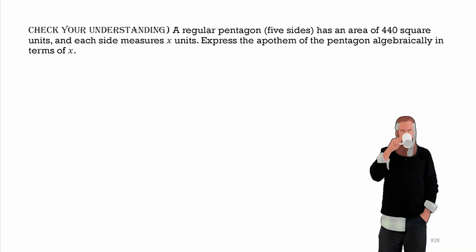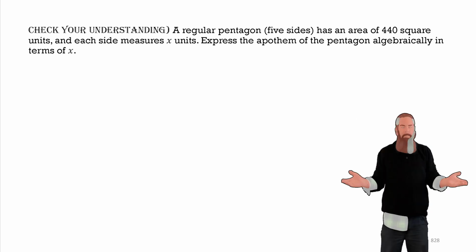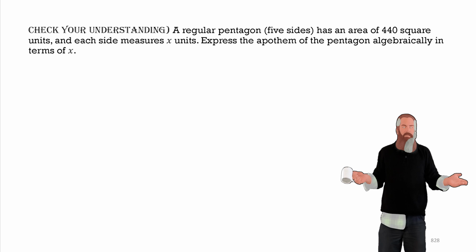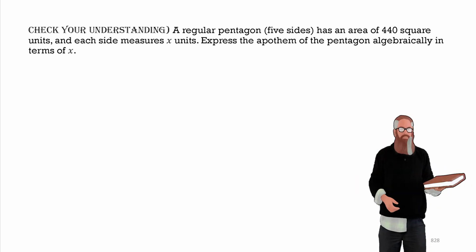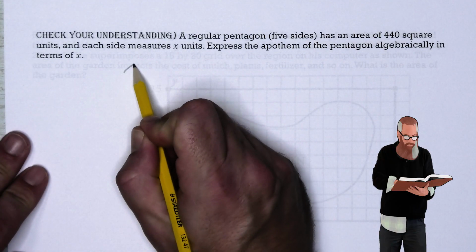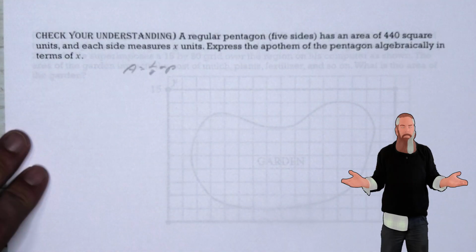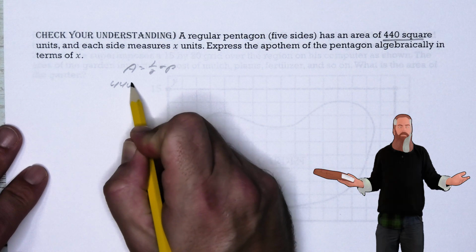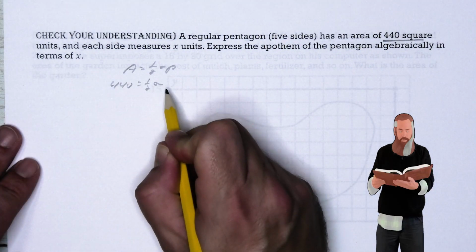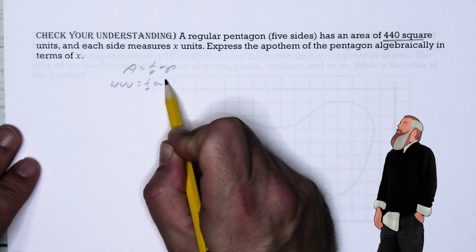Let's check our understanding. A regular pentagon, 5 sides, has an area of 440 square units, and each side measures X units. Express the apothem of the pentagon algebraically in terms of X. Well, we know that the area is equal to 1/2 the apothem times the perimeter. We know that it has an area of 440 square feet. We do not know the apothem, and we know that the perimeter is 5 times X.